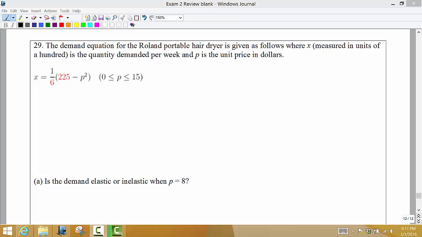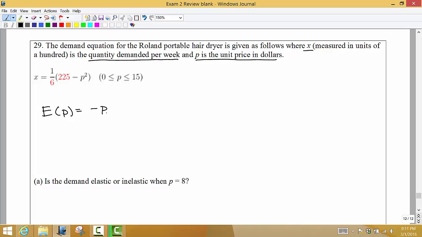Here we're given the demand equation for a portable hairdryer. We're told that X is going to represent the quantity demanded per week, and P represents the unit price in dollars. In this problem, we are concerned about elasticity. So let's find our formula for elasticity.